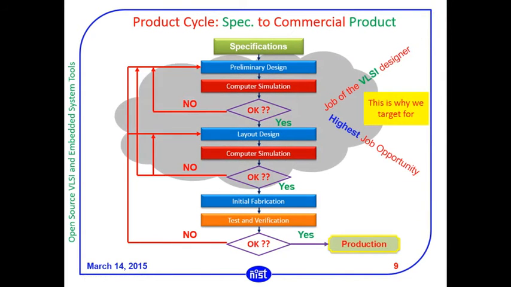So that's what you see. The job of the VLSI design engineer, highest job opportunity, and our target is this one, this shaded region. This shaded region. Clear? So what will we be doing? We will be designing a schematic diagram that we will be simulating using eSim. If it is correct, we will design the layout using the Magic tool. So in this course, we will cover the eSim and Magic tools.